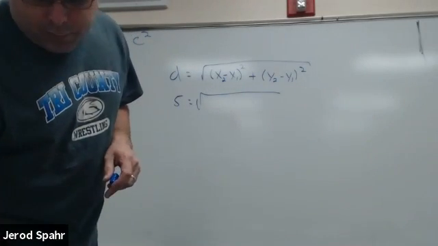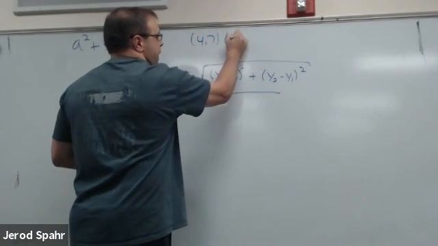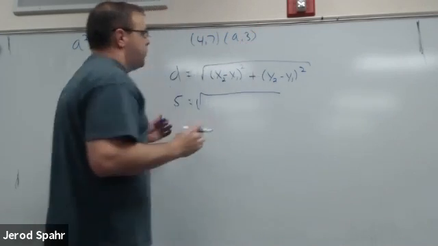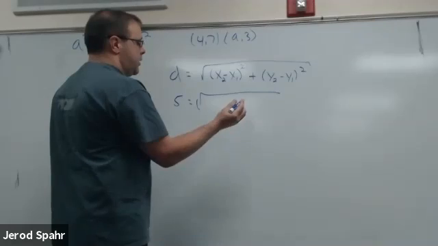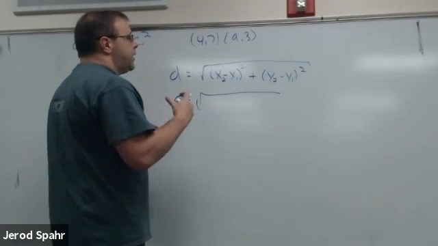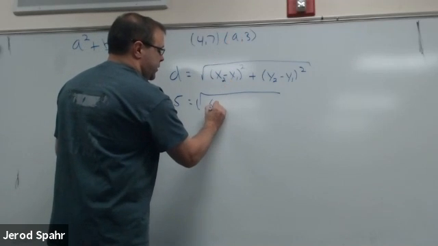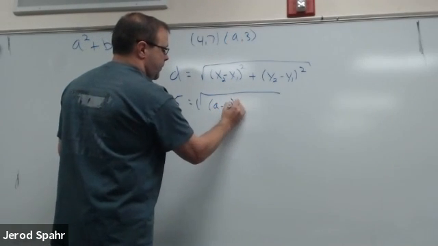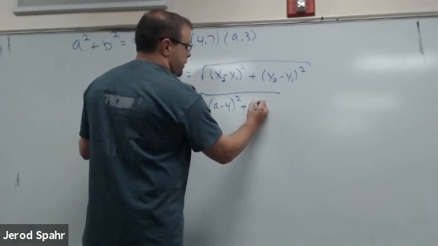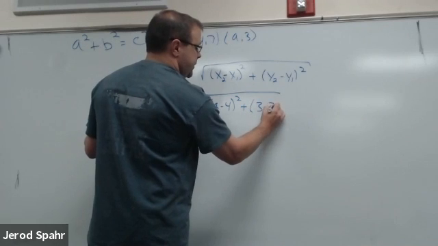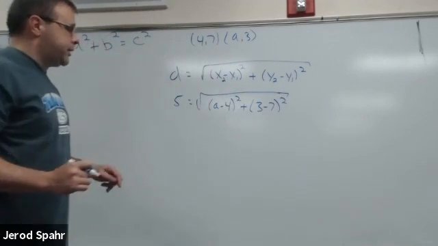We have (4, 7) and (A, 3) as our points. A is the one that we're looking for. So we're going to plug it in the same way, right? We make sure that we go positive there. So A minus 4 squared plus 3 minus 7 squared. Like I said, once again, we want to make sure that we line up our points.